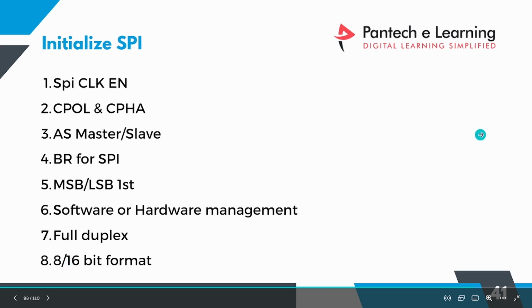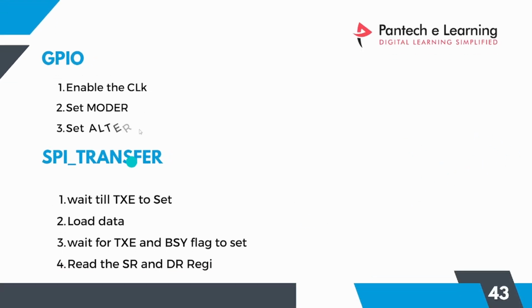Okay, so next we have to enable the GPIO clock. Then we have to set the alternate function mode register, and we have to set the alternate function for four pins. So this is the function we have to create for GPIO.